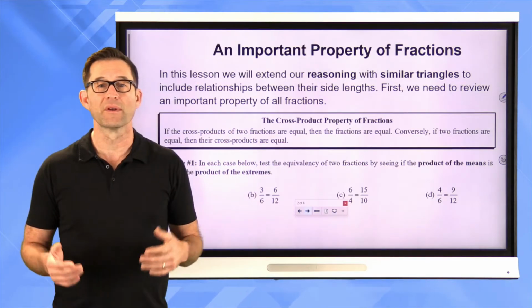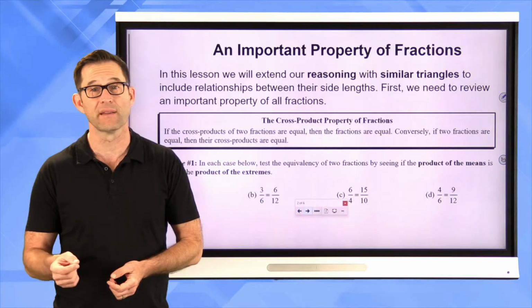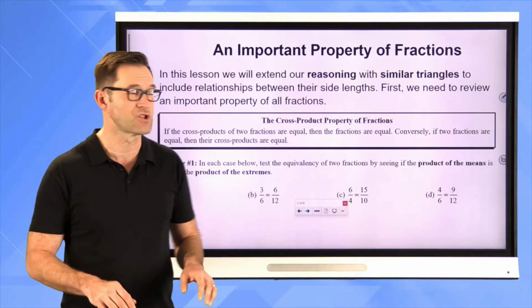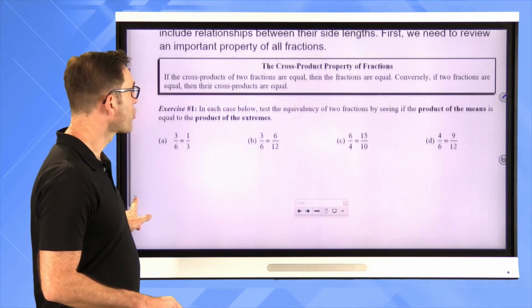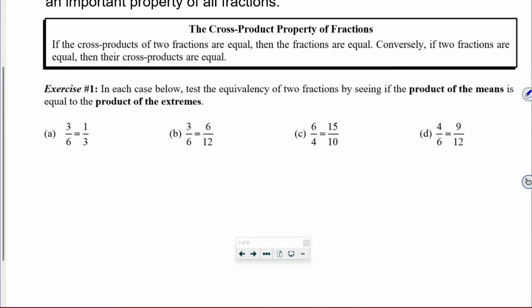In this lesson, we will extend our reasoning with similar triangles to include relationships between their side lengths. First, we need to review an important property of all fractions. This is what is known as the cross product property of fractions. If the cross products of two fractions are equal, then the fractions are equal. Conversely, if two fractions are equal, then their cross products are equal.